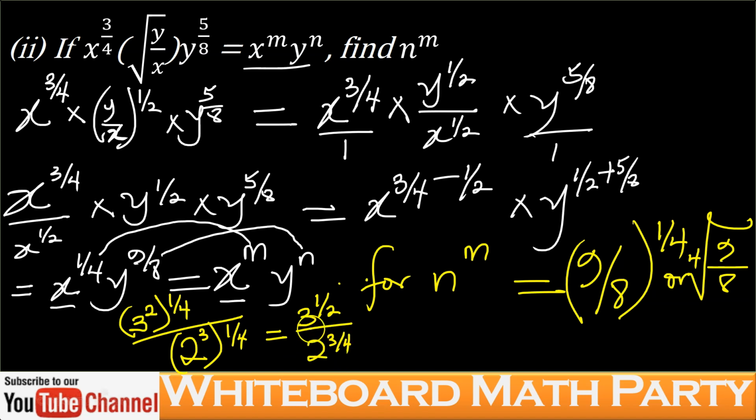You can leave your answer like this, or if the question requires you to do more, you can express this as the square root of 3 all over the fourth root of 2 to the power of 3. Whichever way you write your answer, either this or this, both of them are correct.